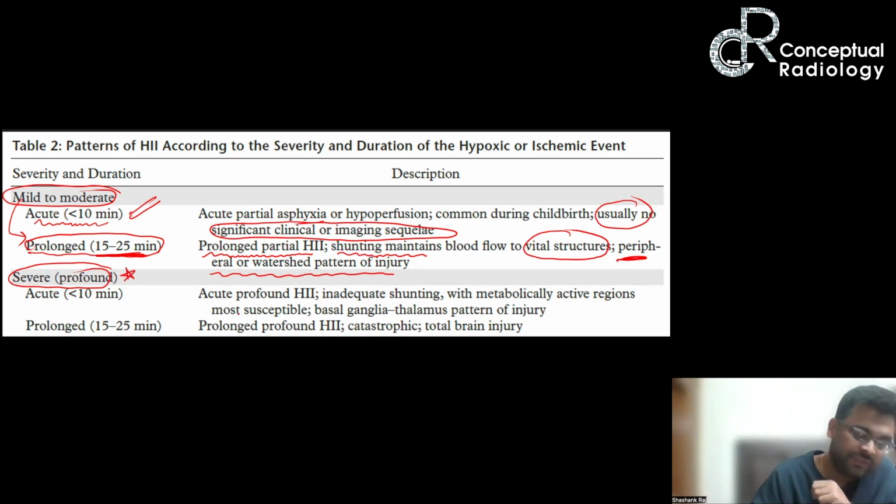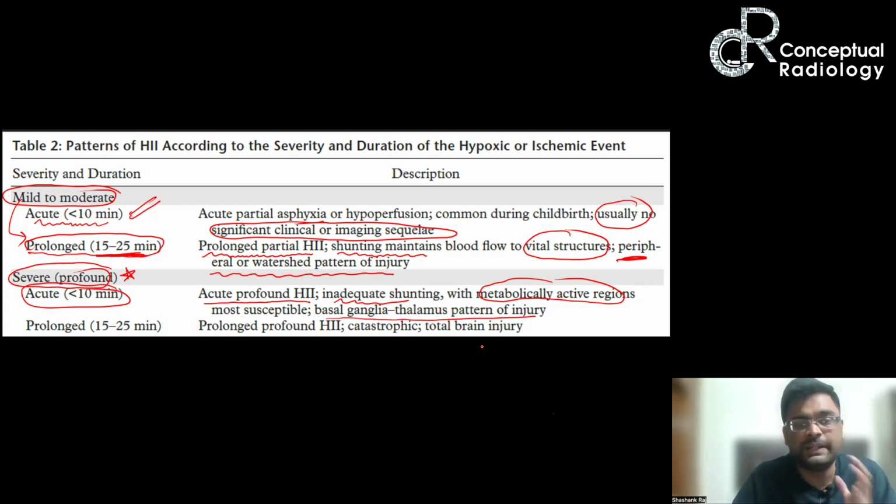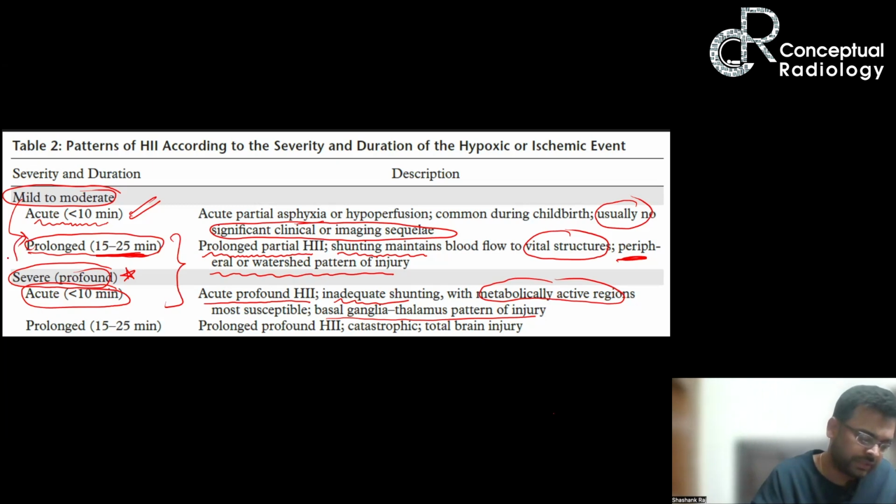When there is a short duration, acute severe insult, there is acute profound HII. Because of inadequate shunting now, all the metabolically active regions will be injured. This is called the BGT pattern, basal ganglia thalamus pattern of injury. This we have discussed. These two we have discussed right now: the key pattern of injury depending on the severity of insult.